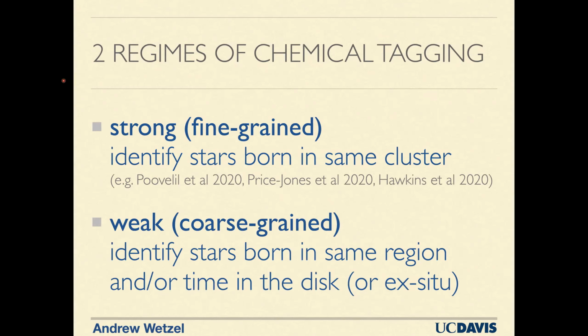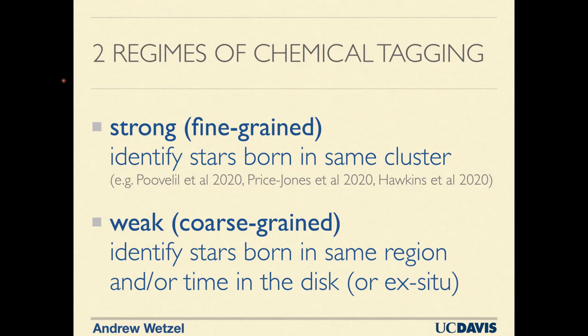There's also so-called weak or coarse-grained chemical tagging, where instead of trying to find stars born in the same cluster, we're just trying to identify stars born in the same patch of the disk. So say at small radii versus large radii in the disk across cosmic time, or in situ stars versus ex situ stars.